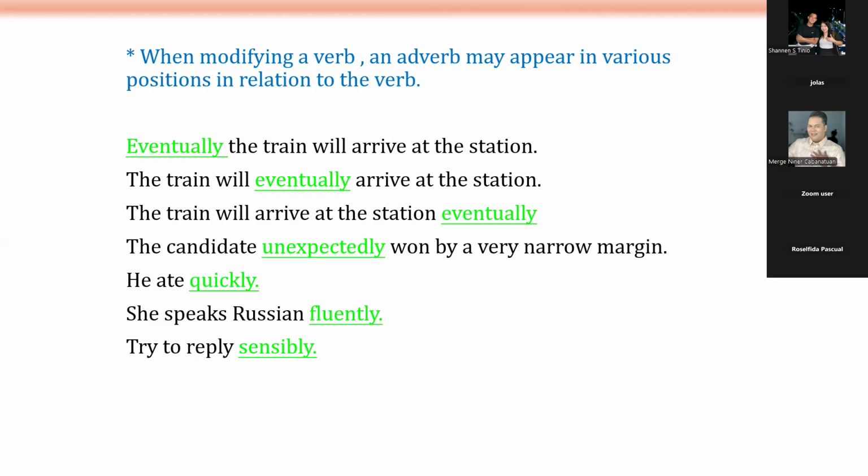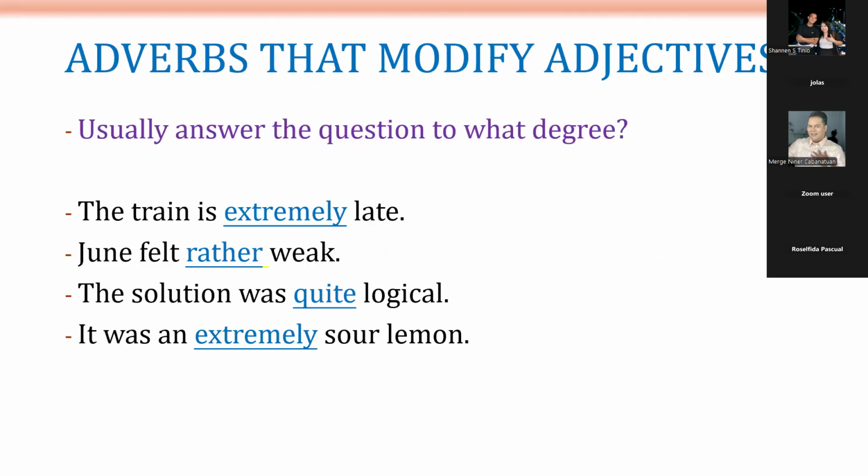Next, try to reply sensibly. Meaning, don't be too harsh. Be sensitive. Try to reply immediately. Now it talks about how fast, okay? Try to reply immediately. See how adverbs can actually change the preciseness of the meaning of words in a sentence. Just like adjectives. It's just that adjectives are for nouns and then adverbs are for verbs. Okay.